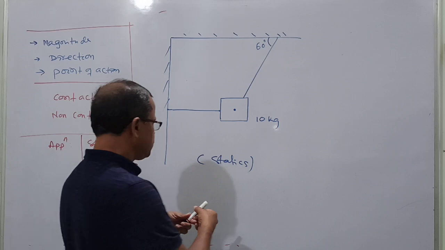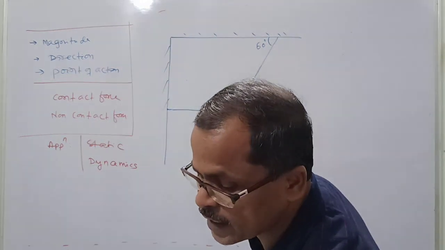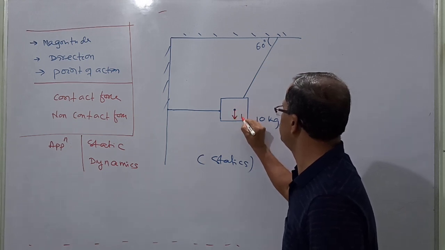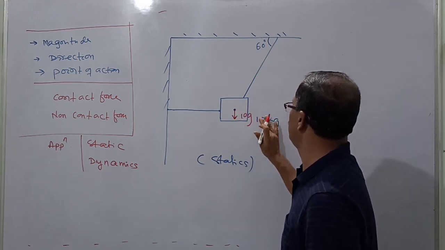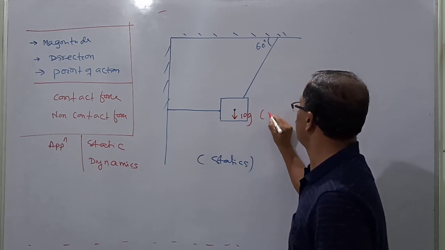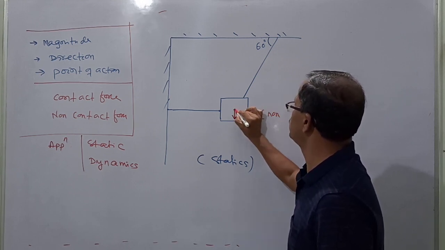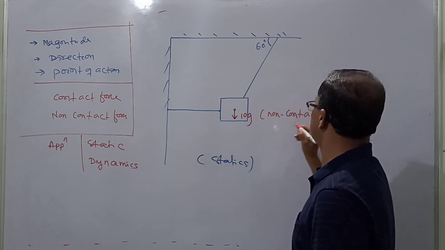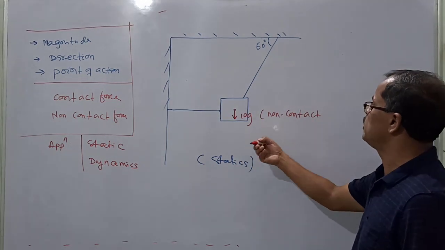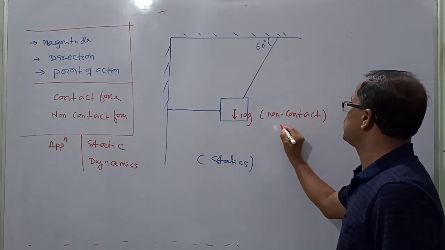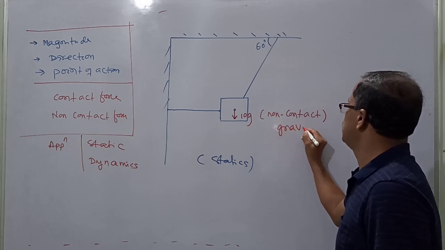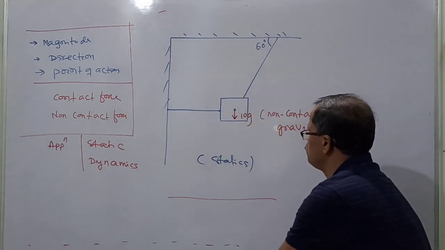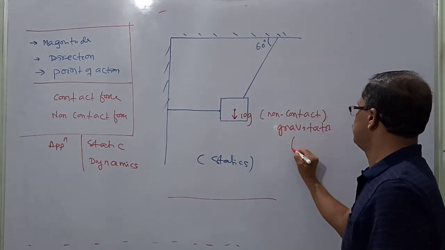Let's see, what are the forces acting here? First, gravity is pulling the body downward. That is equal to 10 G. So the weight is equal to 10 G. That 10 G is a non-contact force, passing through the center of mass of the body. Again I am repeating, that is a non-contact type force, your gravitational force. The earth is below it, so the earth is always pulling it. Gravitational force.